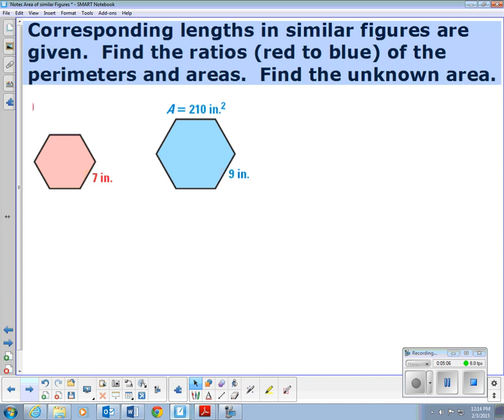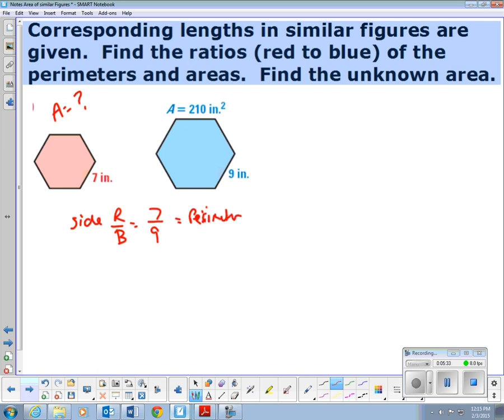So the first thing I look at here is I want to find the value of the area for this figure. This is my unknown information that I want. So we start off with a ratio for the sides. I like to write sides, and I can write the ratio. I've got red and I've got blue, so I'm going to do red over blue, which is 7 to 9. Now the side ratio is also equal to the perimeter ratio.